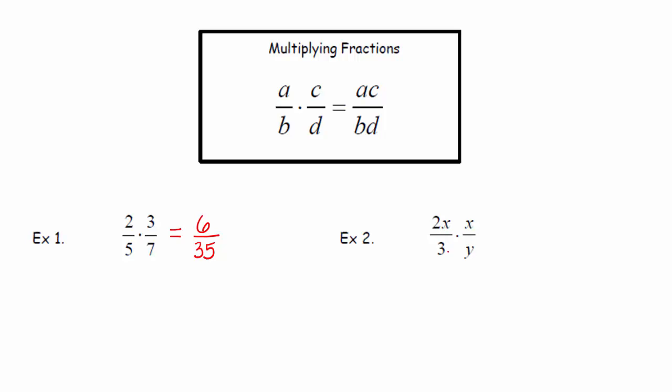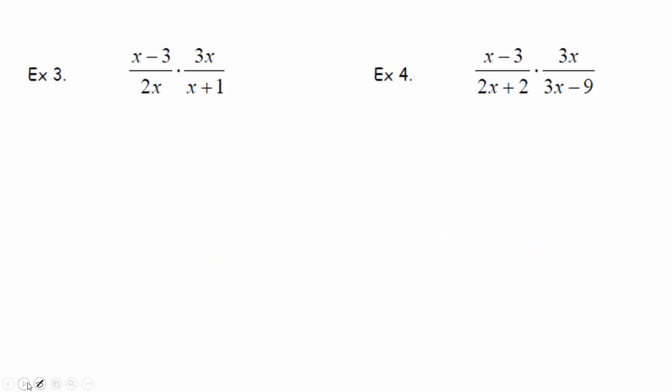Now on number 2, again, let's look to see if we can simplify anything. I don't think we have anything here to simplify. So we're simply going to multiply across. So we have 2x squared over 3y. Excellent. Let's try some harder examples. How about this? Now we have some simplifying we can do.